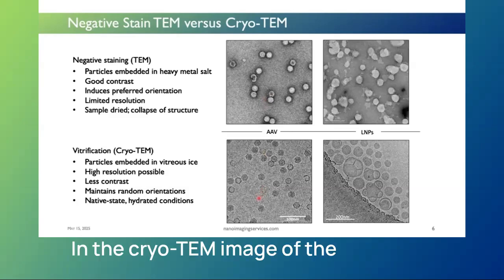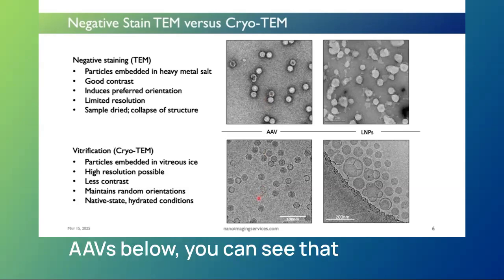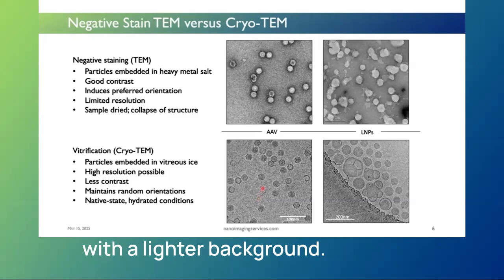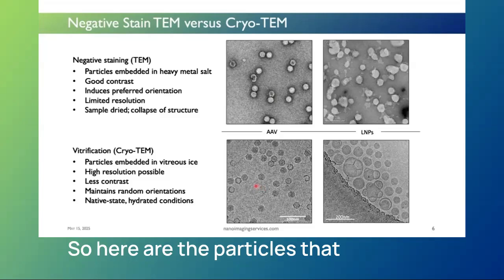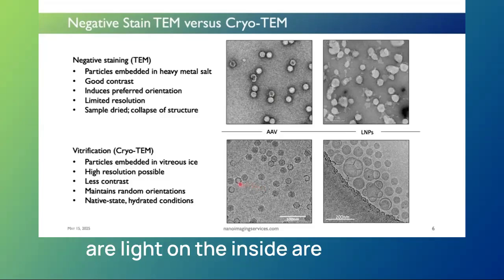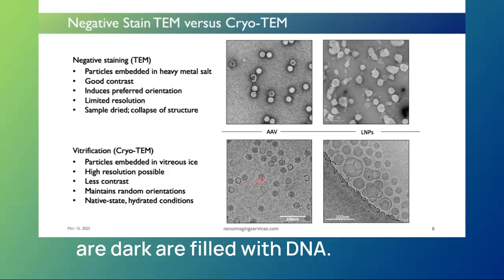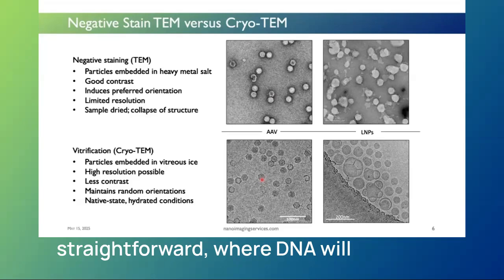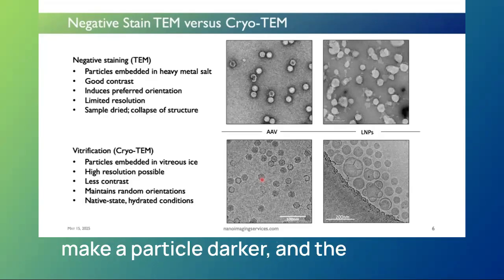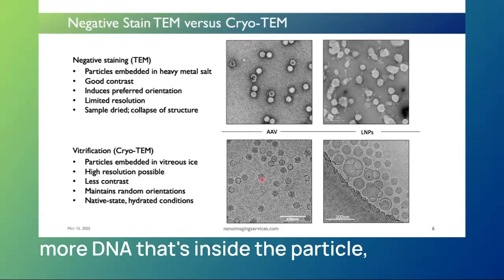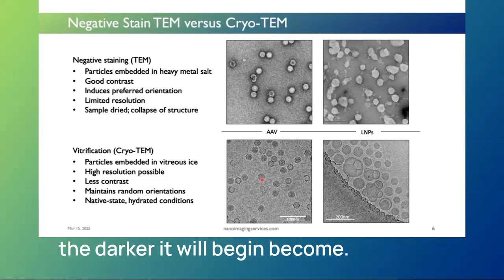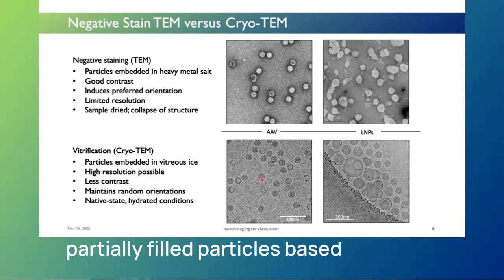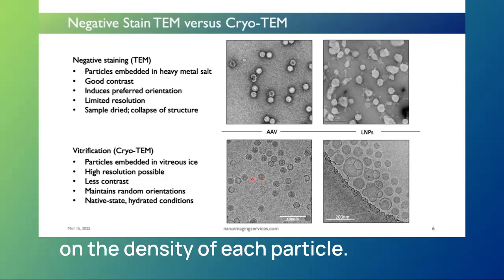In the Cryo-TEM image of the AAVs below, you can see that the particles are now dark with a lighter background. That's because any contrast in this image is coming from the particles themselves and not from a stain. So here the particles that are light on the inside are empty, and the particles that are dark are filled with DNA. The interpretation of these images is much more straightforward, where DNA will make a particle darker, and the more DNA that's inside the particle, the darker it will become. It's possible to start discriminating partially filled particles based on the density of each particle.